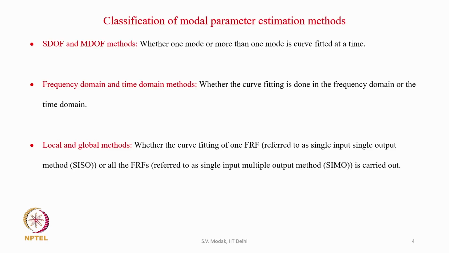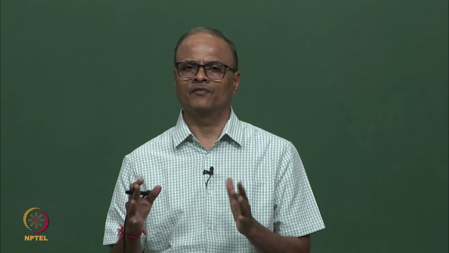The other way the methods can be classified is as either local methods or global methods. The local methods of curve fitting perform fitting of one FRF at a time and then sequentially fit every other measured FRF, while the global methods fit all the FRFs at a time, okay, in a single go.